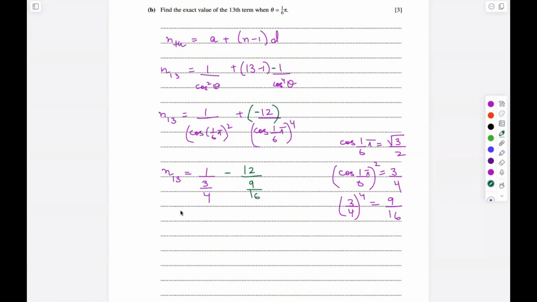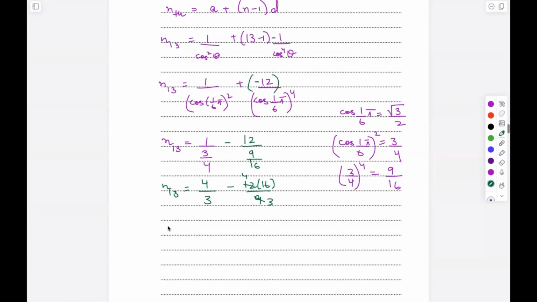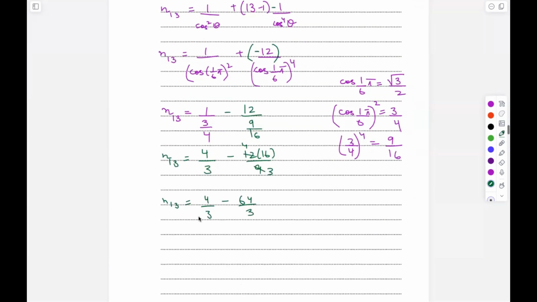Now we can simplify it. So the 13th term will be, over here the 4 will go into the numerator, so that will become 4 upon 3 minus, the 16 will go into the numerator, and that will become 12 into 16 divided by 9. We can simplify it with 3, so 3 times, 3 4 times. So the 13th term will be equal to 4 upon 3 minus 64 upon 3. As 3 is already the common denominator, 4 minus 64 is minus 60 divided by 3. So the 13th term will be equal to negative 20.